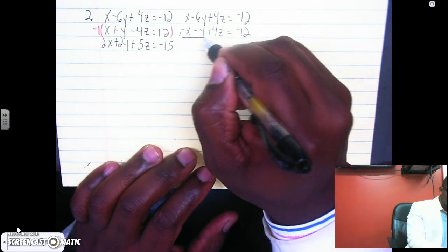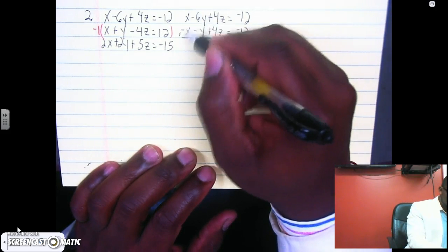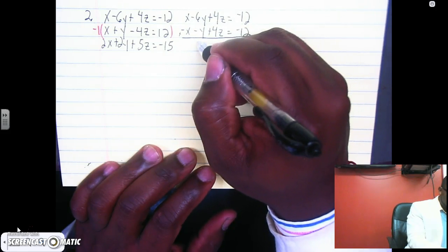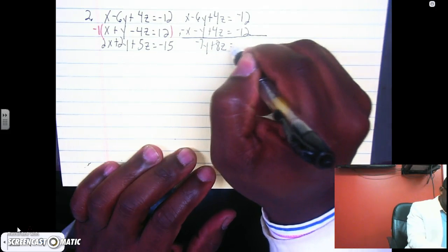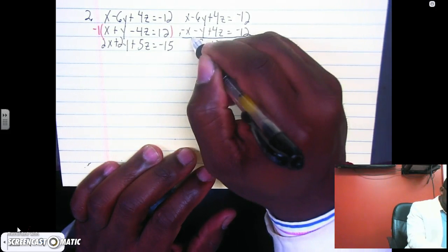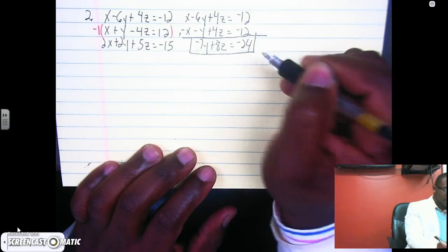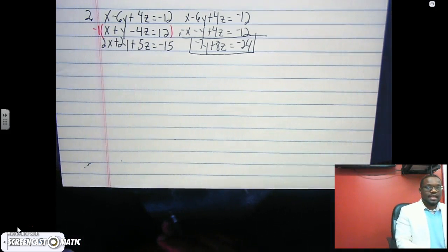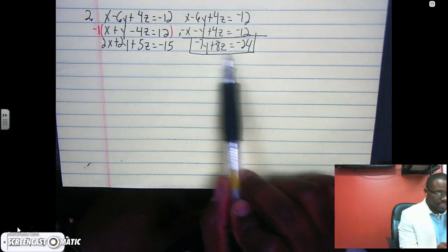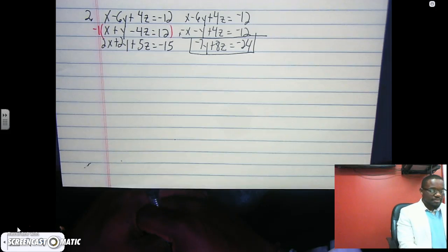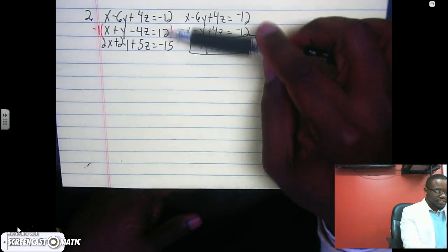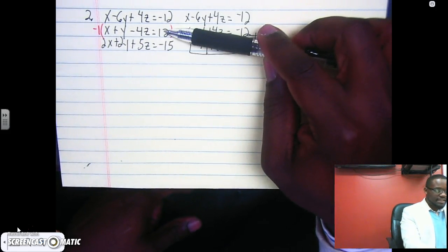When you put them together, notice I have opposites here, so that's going to work. I have negative 7y plus 8z equals negative 24. And so that is my first equation that I'm going to use, as I'm looking for 2 equations that look like that, so I can do an elimination method. Now I'm going to go to the next 2, the middle one and the third equation.